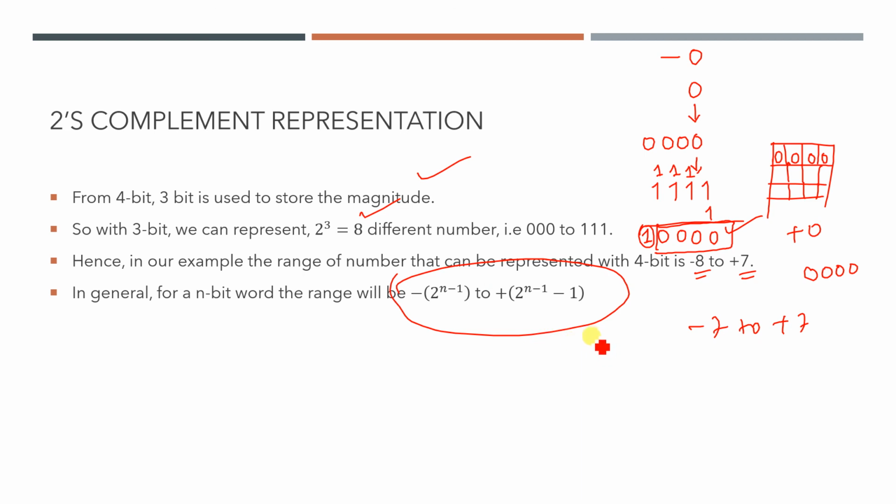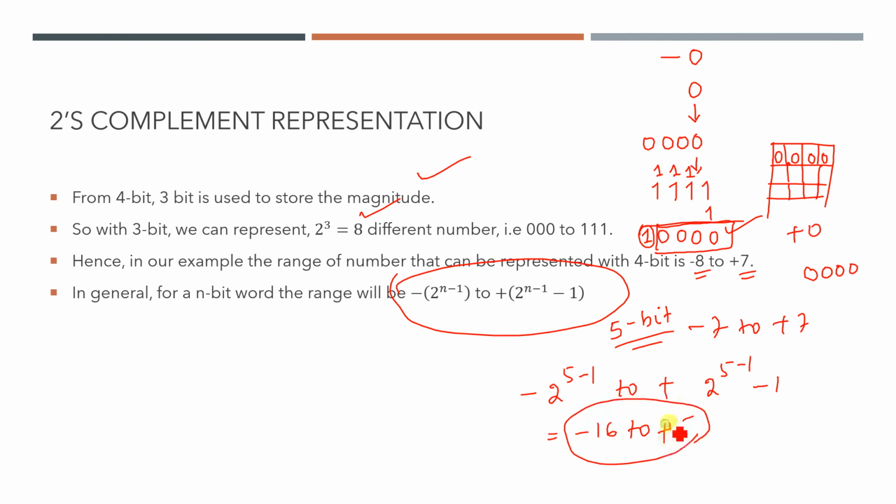Suppose I ask you, if 5-bit is given, how many numbers can be represented? You will use this formula: minus 2 to the power 5 minus 1 to plus 2 to the power 5 minus 1, minus 1. So 2 to the power 5 minus 1 will be 16. So minus 16 to 15. If 5-bit is given, the answer will be minus 16 to plus 15. And whenever 4-bit is given, this is minus 8 to plus 7. Similarly, you can find out the range of numbers that can be represented with 2's complement representation if your word size is known to you.